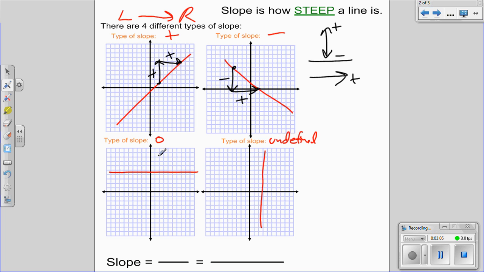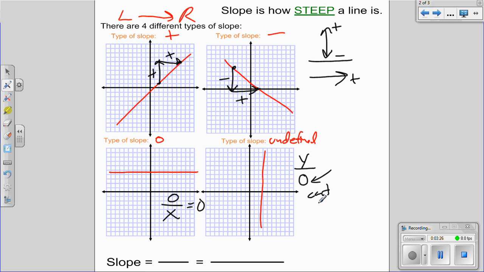Now zero slope, notice, we have no change in y's, but yes, a change in x. So what's 0 divided by any number? 0. So that's why we get 0 slope. Undefined is we have a change in y value, but do we ever change in x value? We don't move horizontally. You cannot divide by 0, so this can't be done.